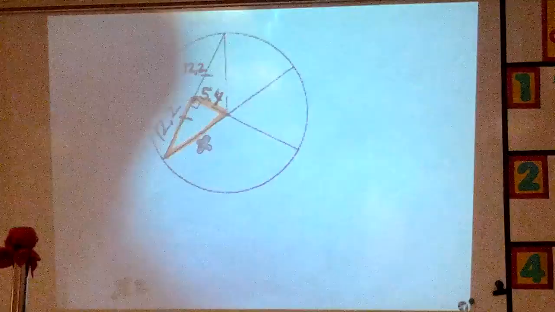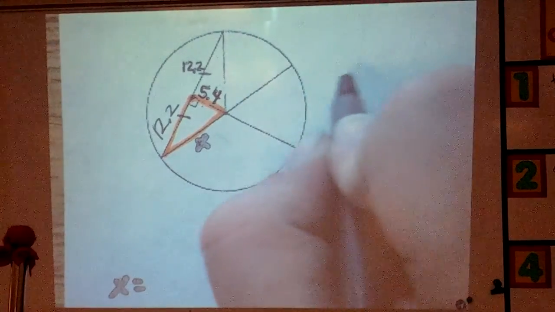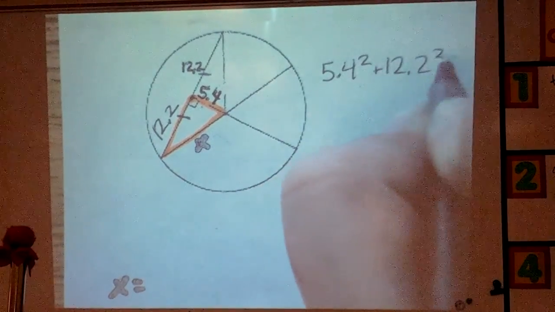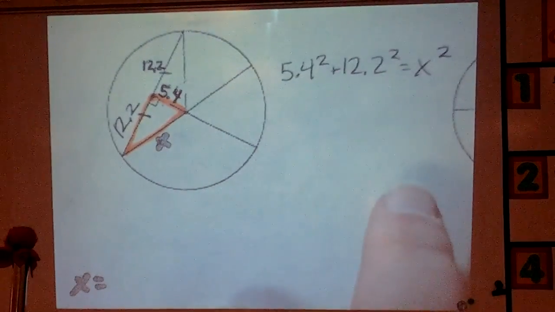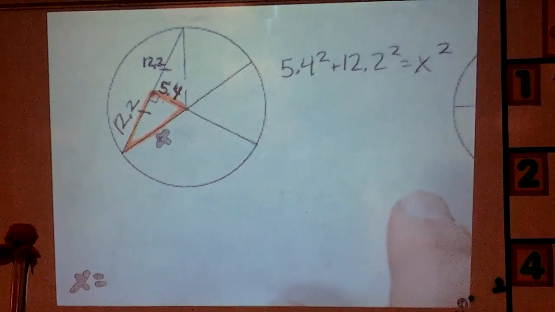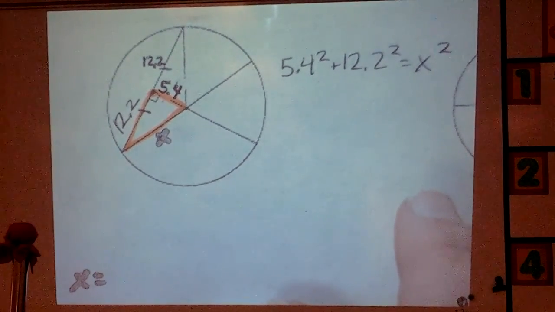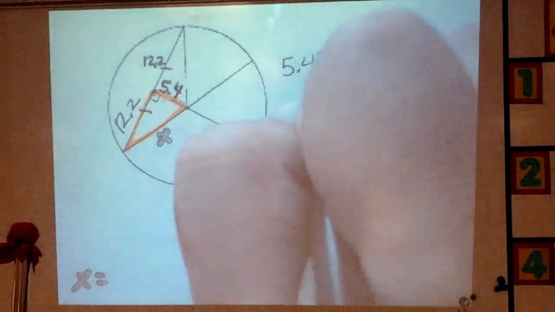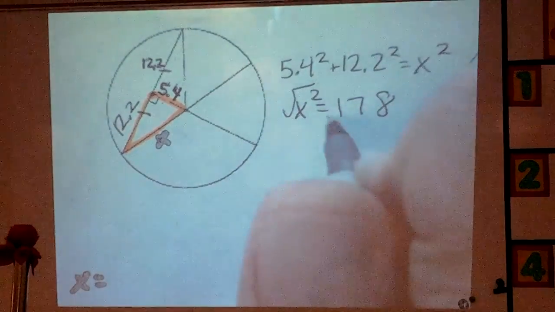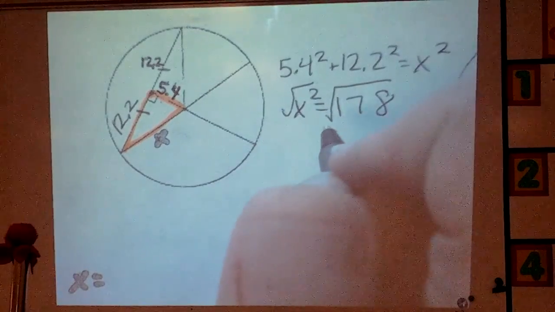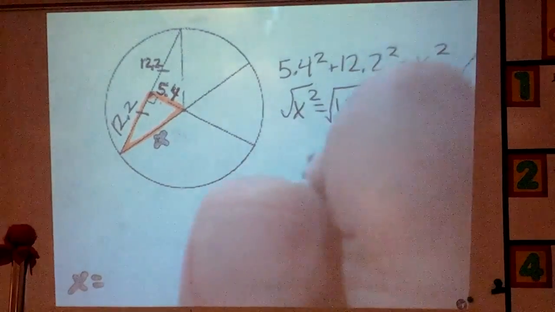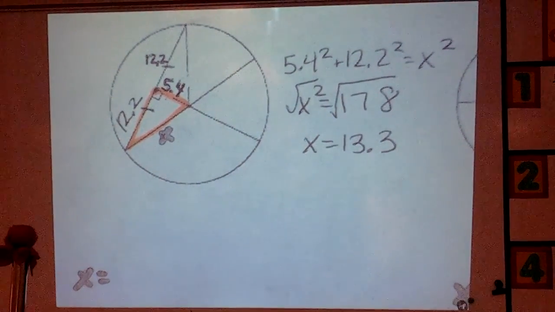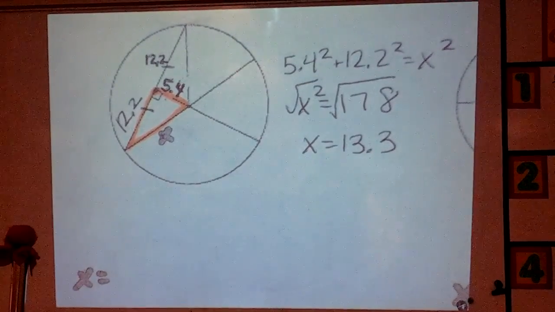There's my lovely right triangle. So I can have my first leg squared plus my second leg squared equals my hypotenuse squared. 5.4 squared plus 12 squared gives me 178. And then I need to take the square root of both sides, and that gives me 13.3. And we're basically going to repeat this process for the next two problems.